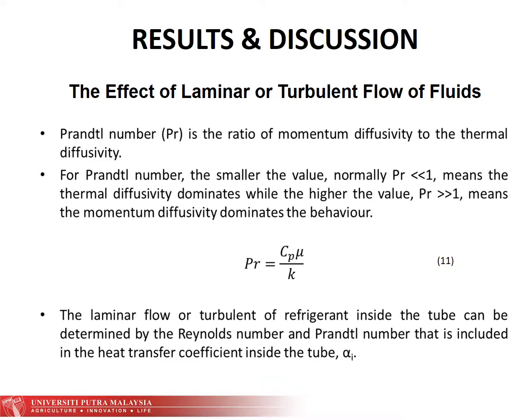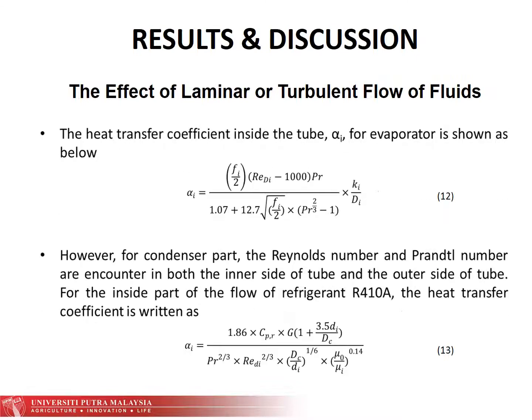The laminar flow or turbulent flow of refrigerant inside the tube can be determined by the Reynolds number and the Prandtl number that is included in the heat transfer coefficient inside the tube. The Reynolds number and the Prandtl number are included in the heat transfer coefficient inside the tube for the evaporator, as shown in equation 12.